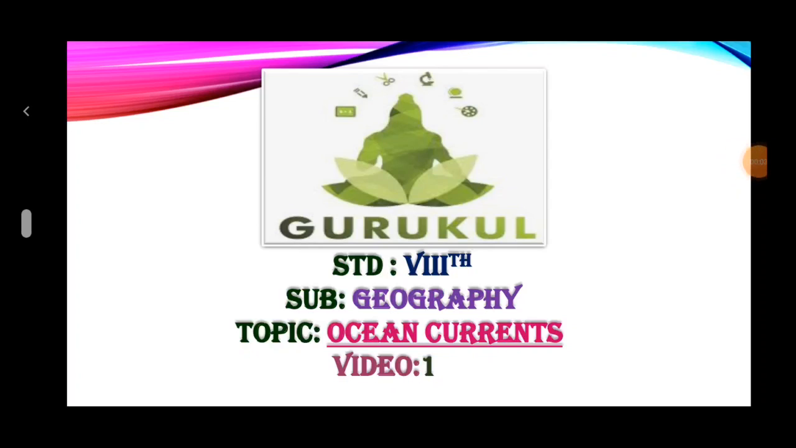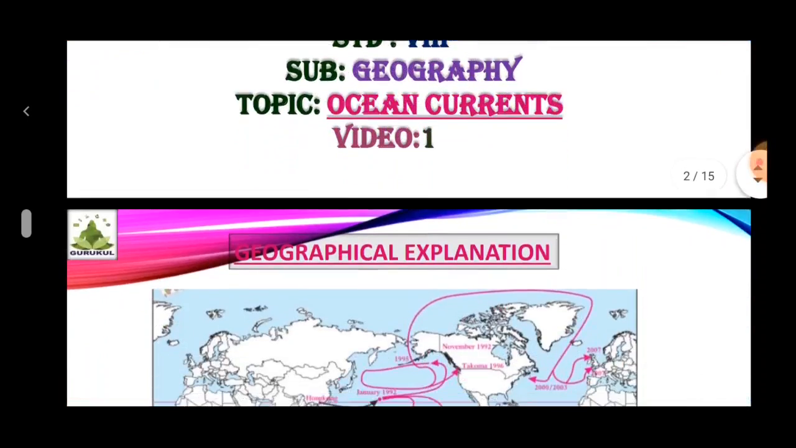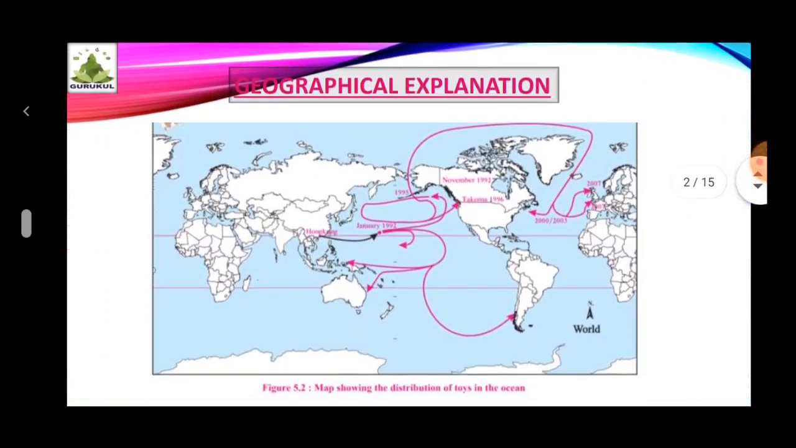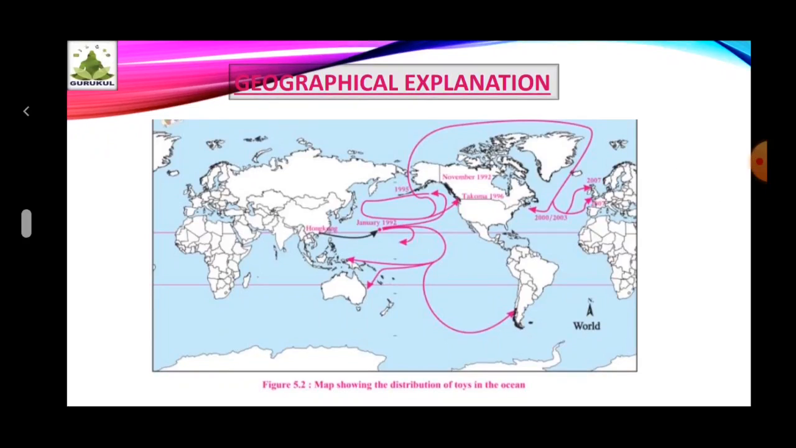Very good morning, students. Let's begin with chapter number 5, Ocean Currents. Here, at the beginning of the chapter, you have tried this form of activity on textbook page number 29. For this activity, we need materials. So let's see which materials are required for the given activity, which is shown in figure 5.1.